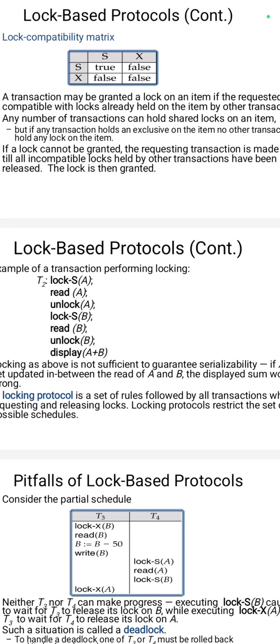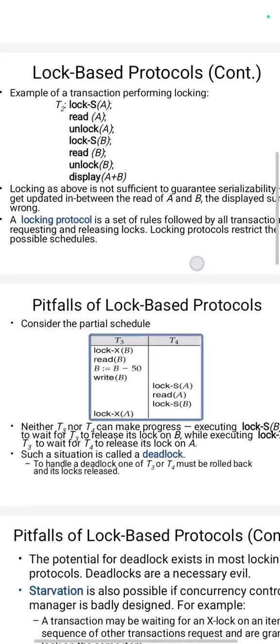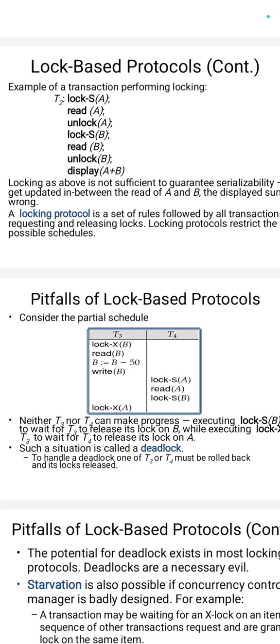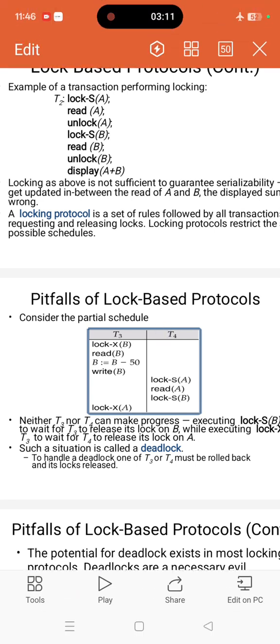A locking protocol is a set of rules followed by all transactions while requesting and releasing locks. A locking protocol restricts the set of possible schedules. So what are the pitfalls of lock-based protocol? Consider a partial schedule with transactions T3 and T4.